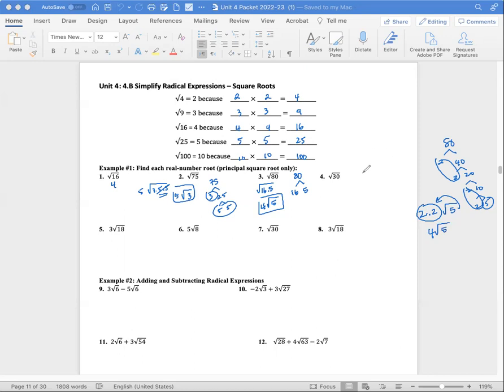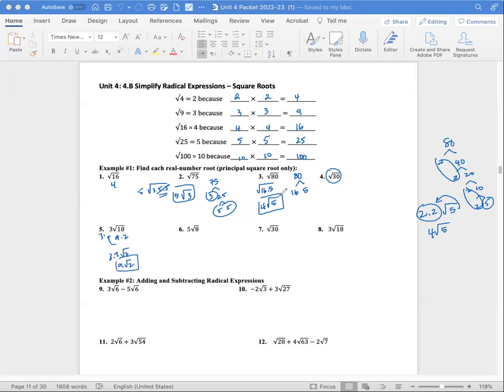For 30, we cannot break it up. It's 2 and 15, or 2 and 3 and 5, so this stays. This is the answer itself. For 18, 18 is 9 times 2, right? And 9 becomes a 3 on the outside. You already have a 3, so it's 3 times 3 square root of 2, which is 9 square root of 2.